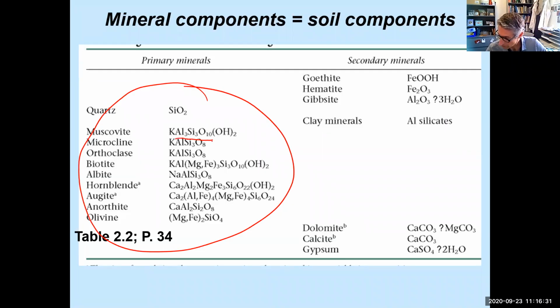So there's some combination of aluminum, silicon, and oxygen, right? All of them have that. And then there are some other cations, right? And so when these weather and develop, those are going to lead to the formation of some secondary minerals that have similar constituents associated with them, okay? So, right, there's not too much that's complicated, I think, about that discussion there.